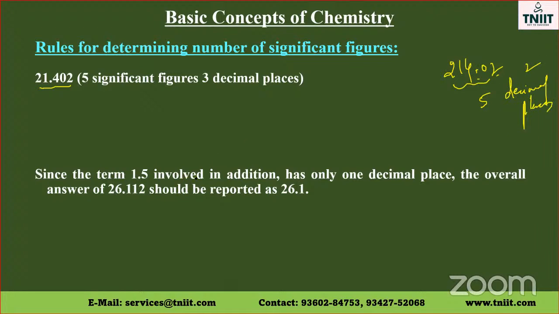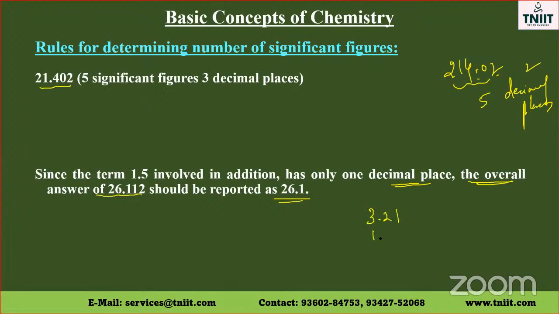Since the term 1.5 involved in addition has only 1 decimal place, the overall answer of 26.112 should be reported as 26.1. What is this? We will learn. The first one is 3.21.